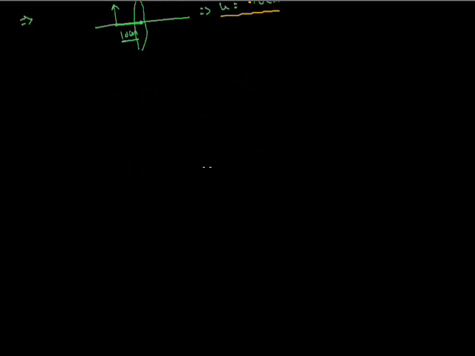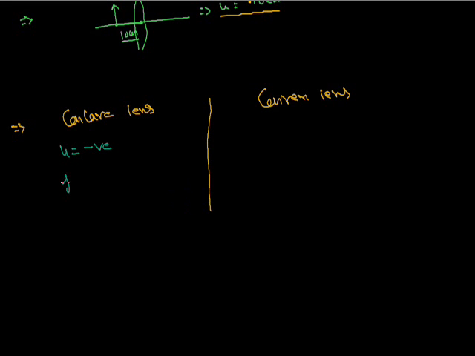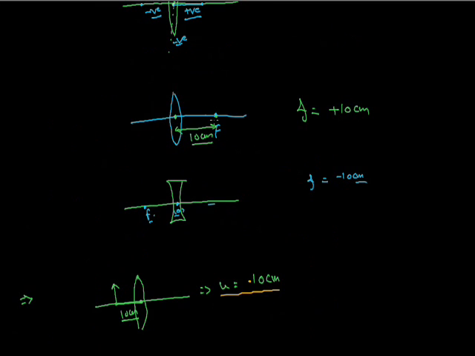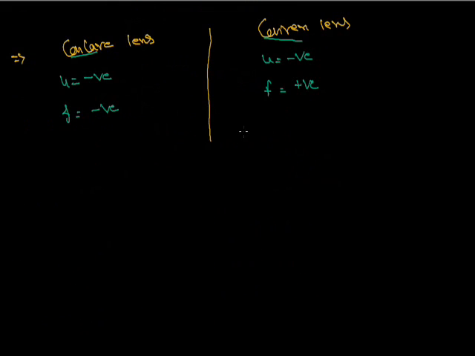So from here, what do we conclude? We conclude that for a concave lens, u is always negative and f is also negative. But in the case of a convex lens, u will always be negative and f, the focal length, will be positive. Why? Because all the calculations are made in this direction and the focus of the convex lens is here, meaning this distance is taken as positive. So all these calculations are made in positive values.